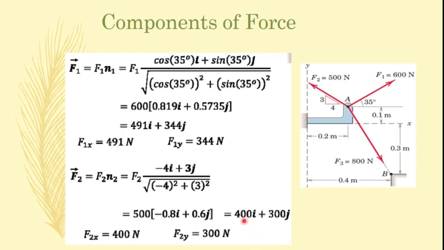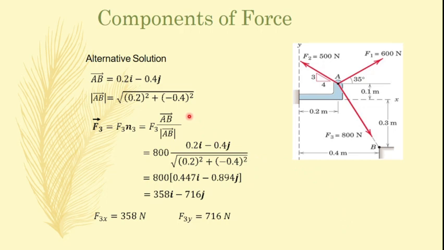Now we can easily say that this 400 Newton is the x component of this force and 300 Newton is the y component of this force, because this i and j is actually representing the unit vector along x and y direction respectively. Now we have to find out for this F3.